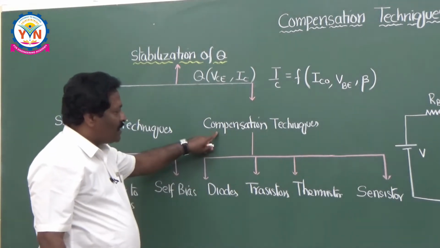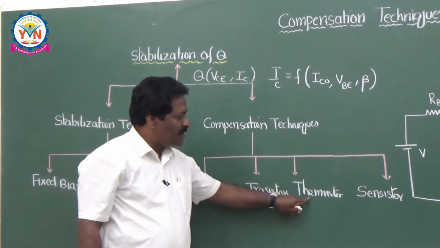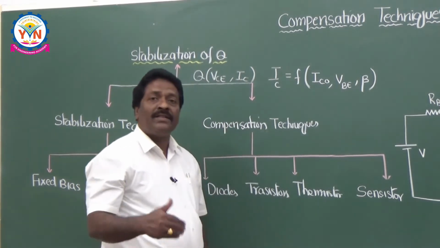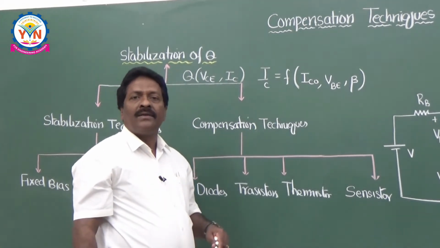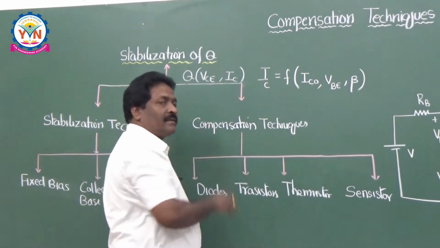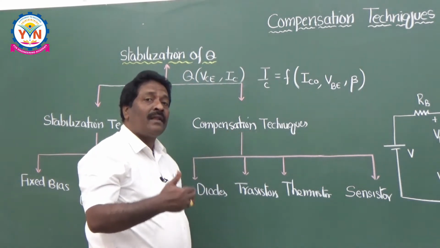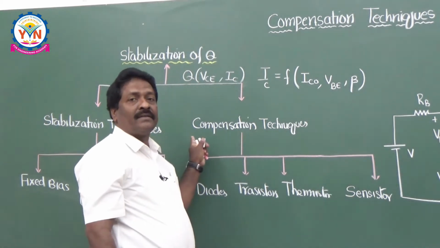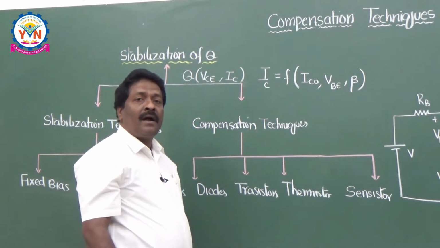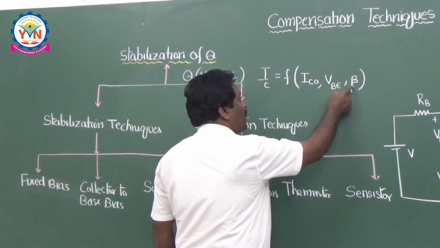Under these compensation techniques, we are going to use the devices diodes, transistors, thermistors and sensistors. These thermistors and sensistors are temperature sensitive devices. So in this class, we are going to discuss in detail these compensation techniques. Using these compensation techniques, we are going to compensate the loss you are getting in your stabilization techniques. Stabilization techniques are primarily meant for fixing the operating point, and they also take care of the temperature variation, base to emitter voltage and beta.